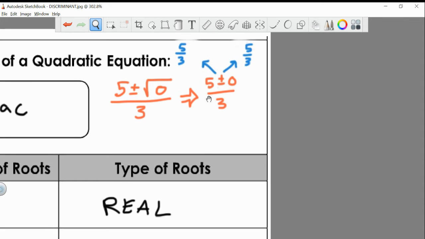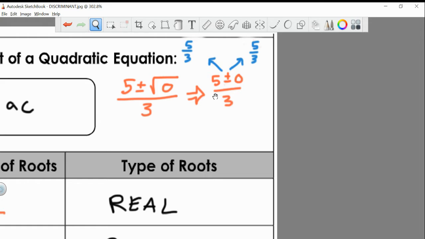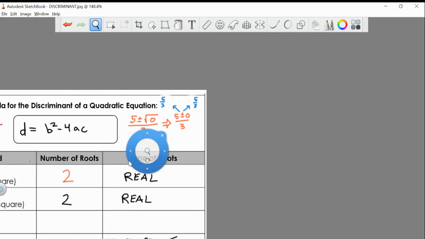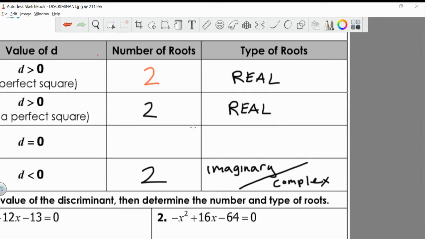So weirdly enough, if we get 0 as our discriminant, we're going to get two answers, but it's actually really like one answer because they're going to be the same. So in our chart here, number of roots, this one's kind of weird. It's 1, but it's kind of like we have 2 of the same. So you probably want to keep that in mind. And it's going to be a real number as well.